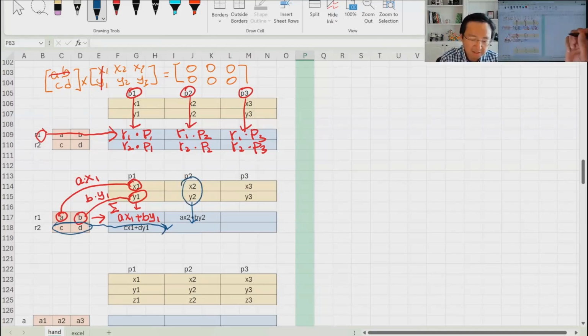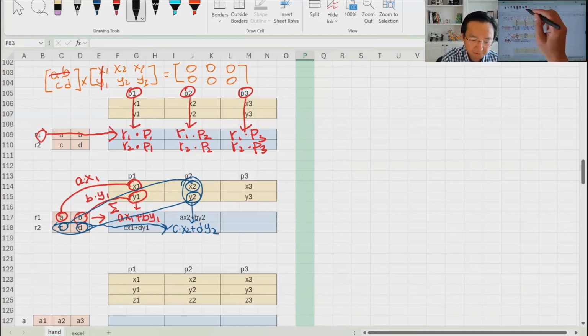Now once I decide that, I can do this similar match. This one, C, matches here to X2, and D matches here to Y2. And so I'll write C times X2 plus D times Y2. Okay, so that is how you multiply that particular element. So I can do just one more time real quick. I can just eyeball this. So this one is going to be A X3, because I can just eyeball this.